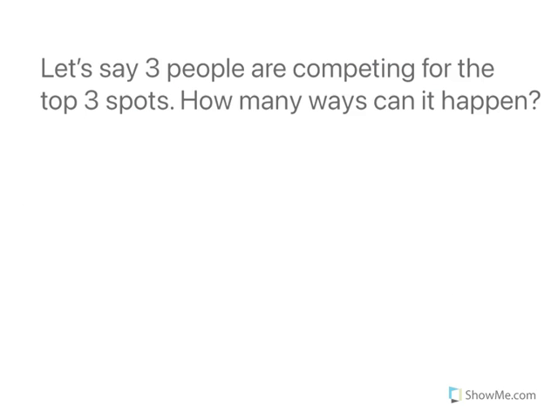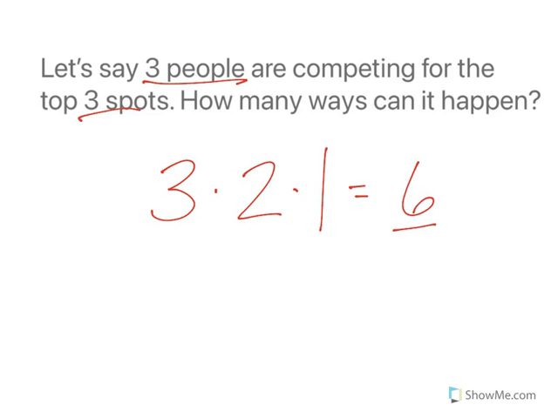So let's say 3 people are competing for the top 3 spots. How many ways can that happen? Well, if we have 3 people in 3 spots, then 3 people have the possibility of getting that first spot. And then one of them does. So there are 2 people left to battle for the second spot, and then whoever is left gets the third spot, which means there are 6 different ways that we could have the top spots. When you multiply in order like this down to 1, this is called a factorial. Okay, so 3 times 2 times 1 is a factorial.